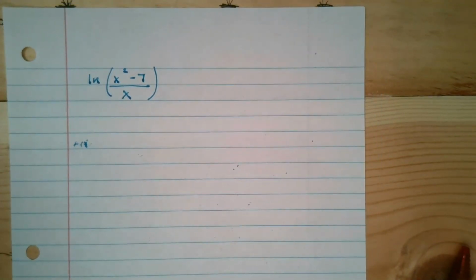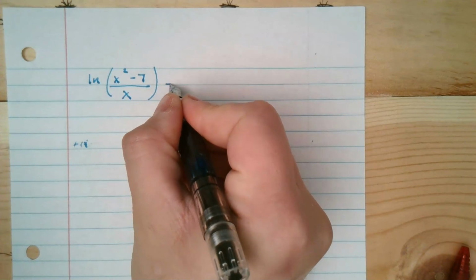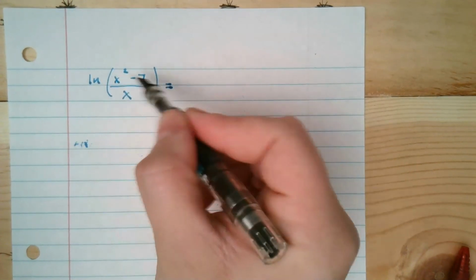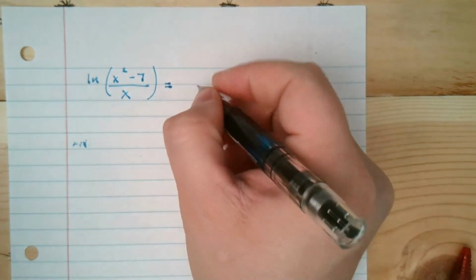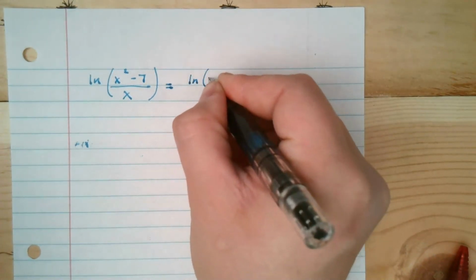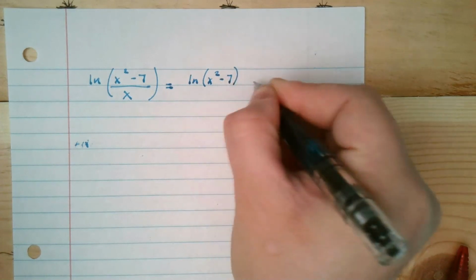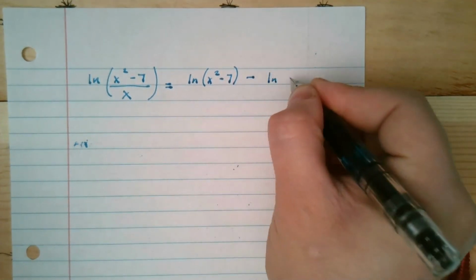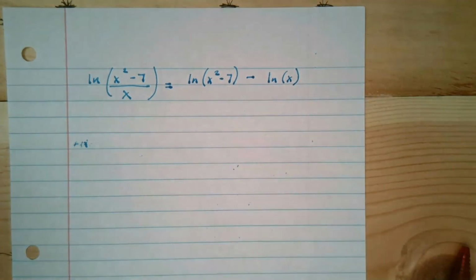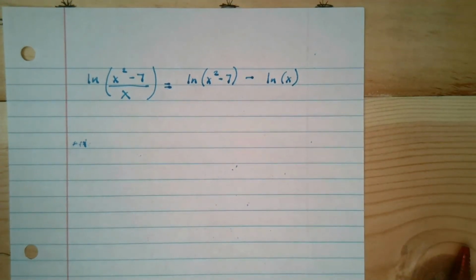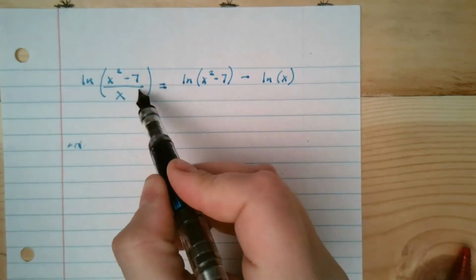Now, a good student will be tempted to use the quotient rule here. Please do not use the quotient rule here. The quotient rule should be used for algebraic expressions. You do not need the quotient rule here. We are going to instead use log properties. Remember, when you have a logarithm of a quotient, you can rewrite that as the natural log of x squared minus 7 minus the natural log of x. Okay, remember that.